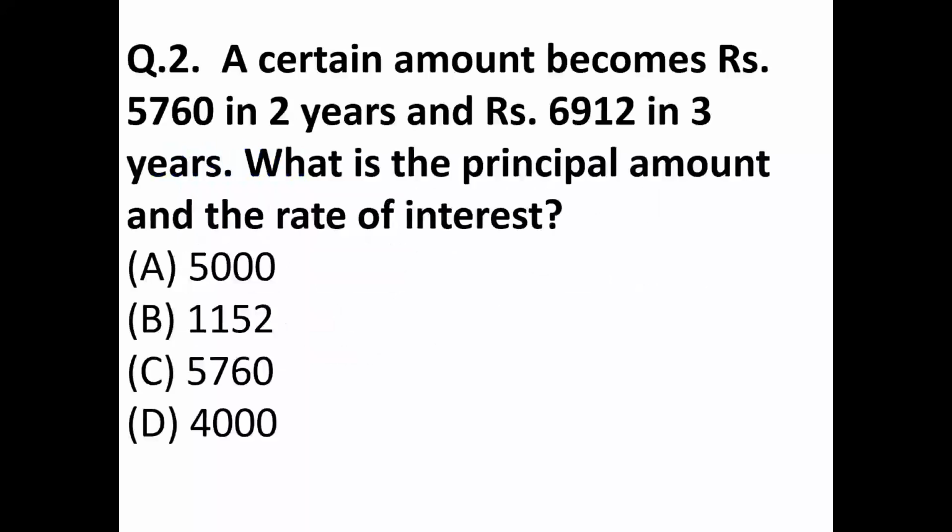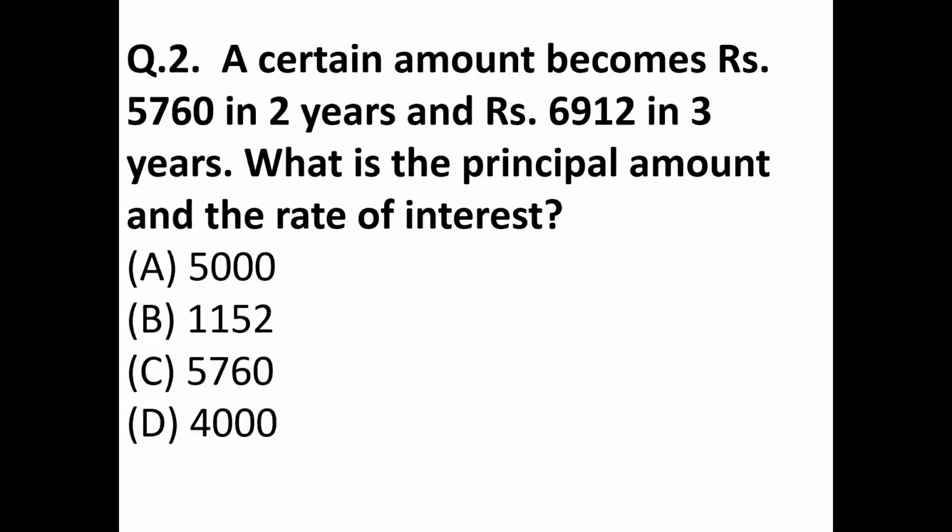Okay, next question. A certain amount becomes rupees 5760 in 2 years. There is a certain amount, that is total amount is 5760. For how many years? Time is 2 years. And rupees 6912 in how many years? 3 years. What will be the principal amount and the rate of interest? We need to find principal amount and the rate of interest. Okay, so the options given are 5000, 1152, 5760, and the last one is 4000. So we need to find.